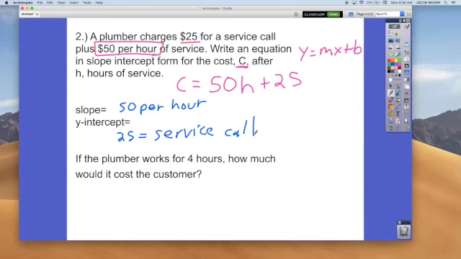Okay, let's answer our question now. You should be writing this with me, guys. If you're not writing it with me or typing it or doing some sort of notes, that's going to be a trouble. That's the reason why we're not doing so hot on some of this stuff. If the plumber works for 4 hours, how much would it cost the customer?